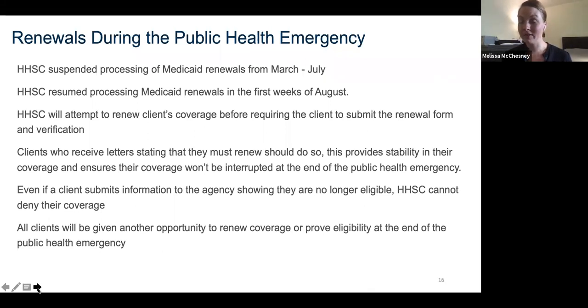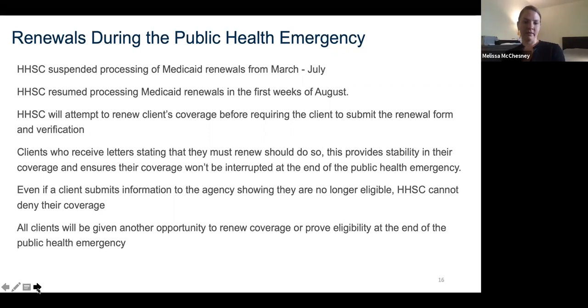So my general advice is that folks should still go ahead and fill that renewal packet out, because it gives them 12 months of coverage, which is considerably more stable than just, I know I have coverage until the end of the public health emergency, because nobody's got a crystal ball. We don't know when the public health emergency is going to end. So if you do have clients that are receiving these renewal packets, it's not going to hurt them to fill it out. They can't terminate you even if you're now ineligible. So go ahead and fill those out and get them that new 12-month certification.